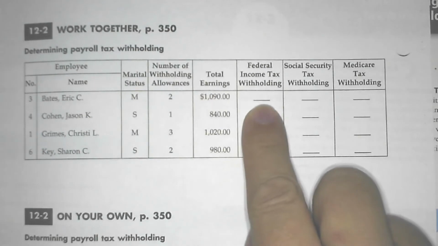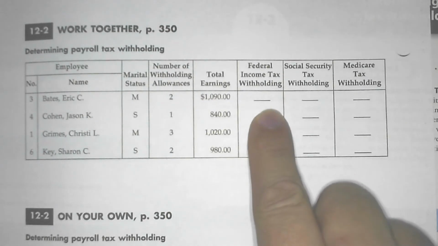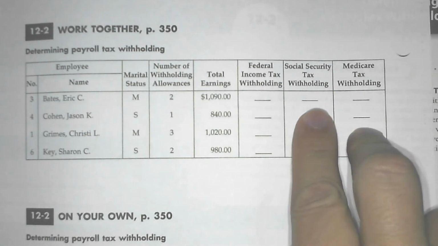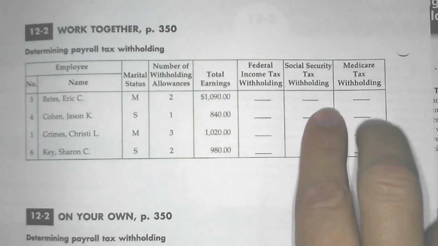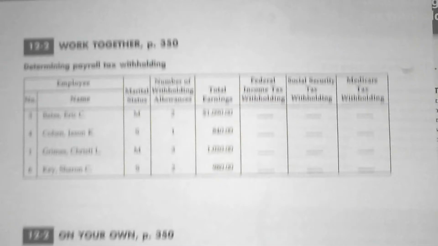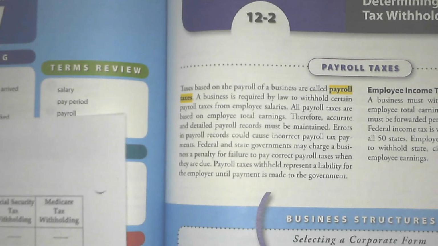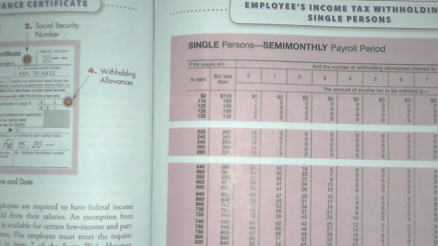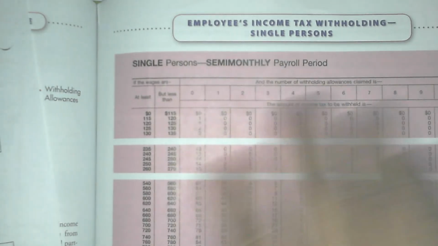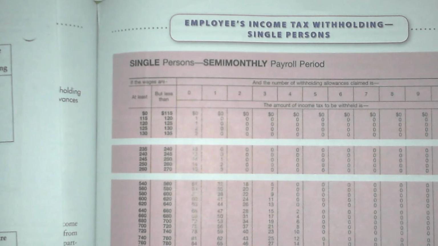For our federal income tax, there's a chart for this one. And for Social Security and Medicare, we're going to multiply the total earnings by percentages. So flip through the book, go to the next page. You see we've got the pink charts in here on page 347 and 348.